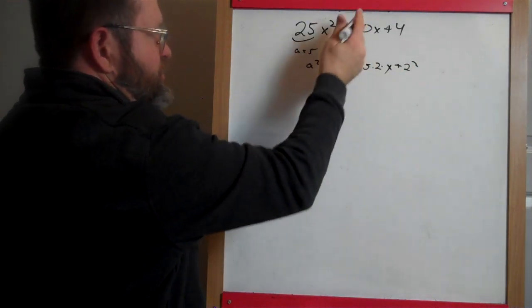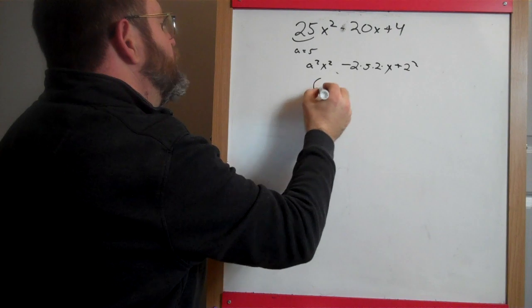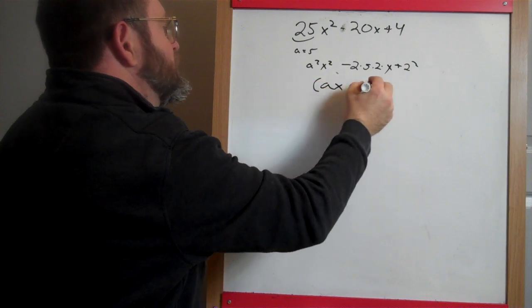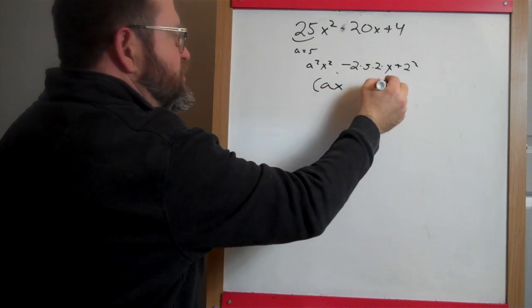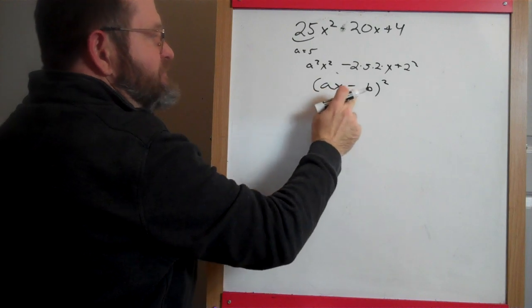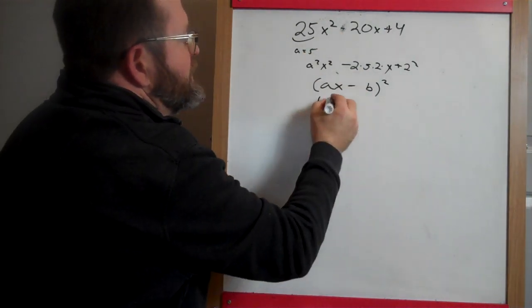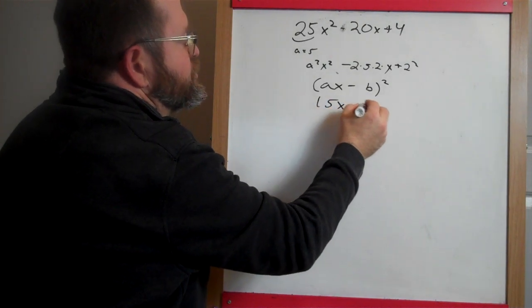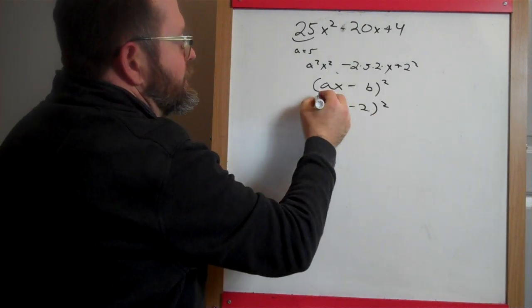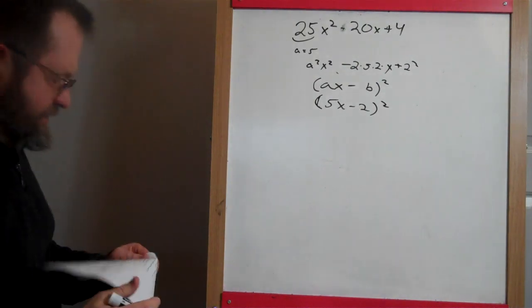All right, it works. We are able to make the pattern work. So the factorization of it will be (ax − b)². I got a minus because the middle term has a negative sign there. And this will be (5x − 2)². This takes a little practice to get these right.